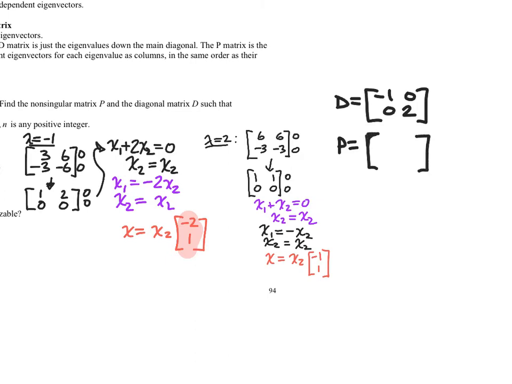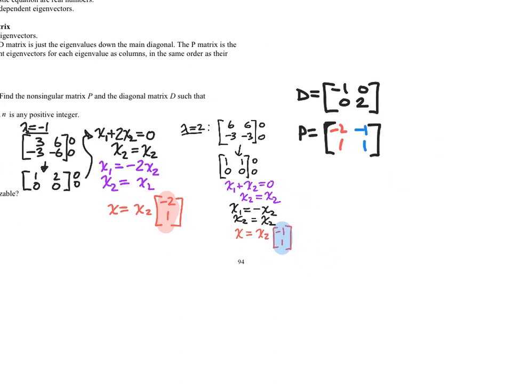All right, so the eigenvector negative 2, 1 has to go in the same column. The other eigenvector, negative 1, 1, came from the eigenvalue of 2, so it has to go in the same column. So now I have my matrix P.